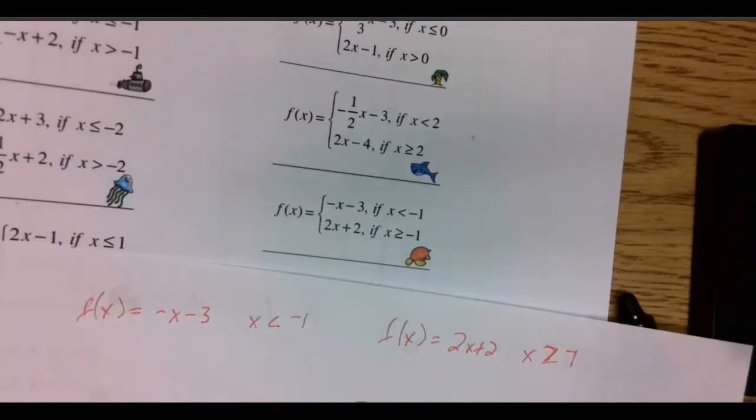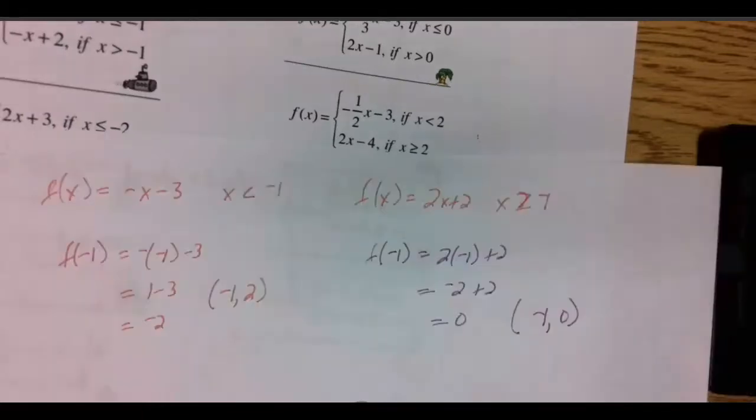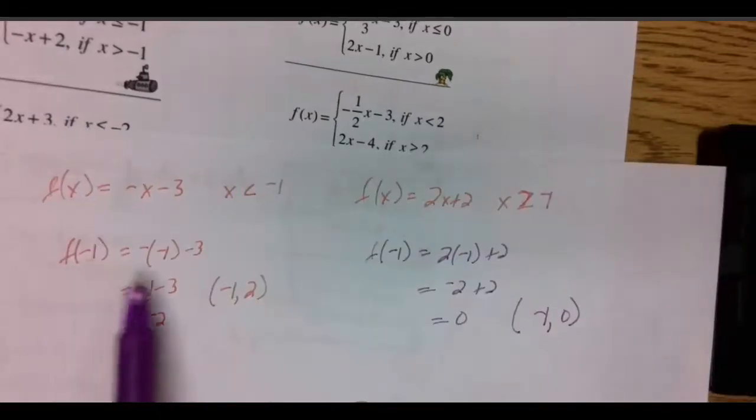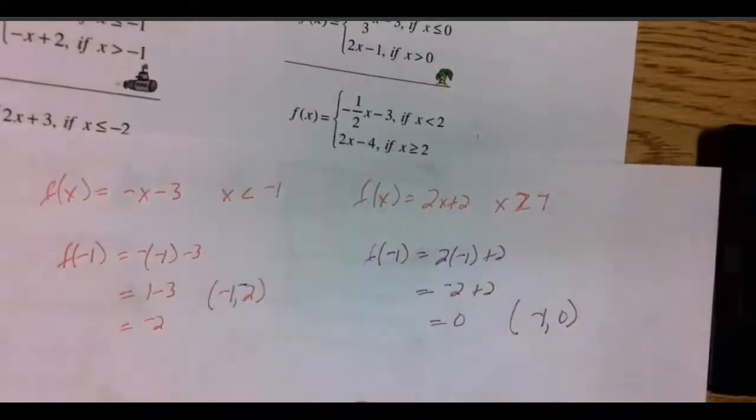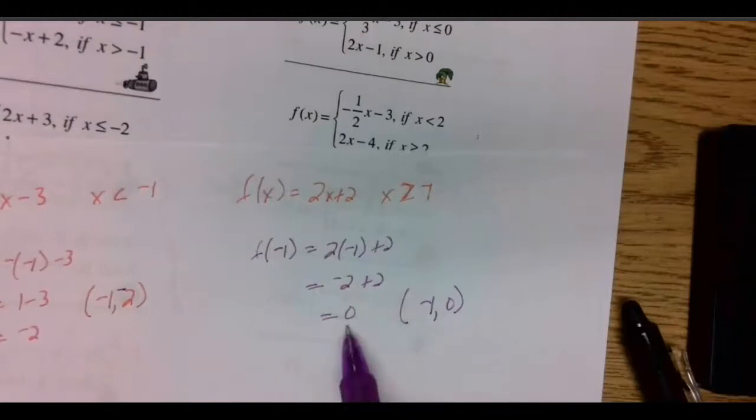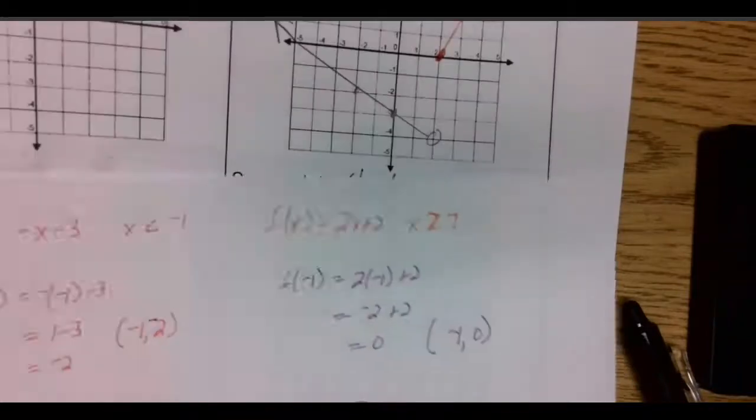Okay, so what I'd love for you to do right now is pause your video, find out those values, and then we'll compare. Okay, so go. Pause your video. So when I plugged in the values, I found that f of negative 1 was negative 2. Oops. And when I plugged in 0, when I plugged in negative 1, I got 0. So let's plot those 2 points.